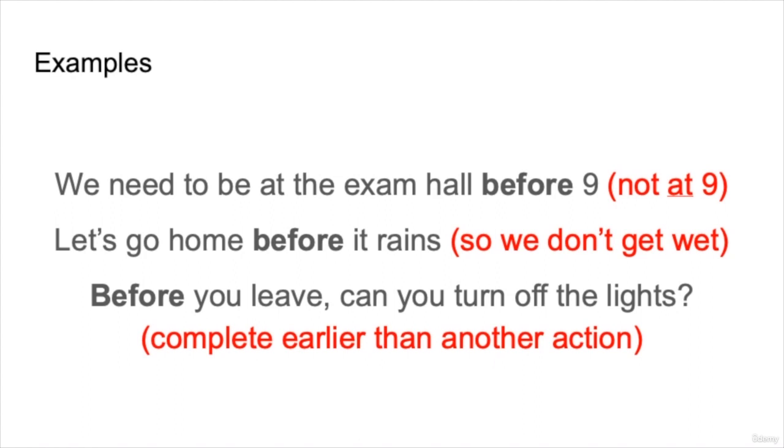Let's go home before it rains. So if we go home when it rains, we will get wet, but going home before it rains, we won't get wet. Before you leave, can you turn off the lights? So this is an example of an action that needs to be completed earlier than another action. So you can't turn off the lights after you leave, or at the same time as when you are leaving. So you have to complete them before you leave.